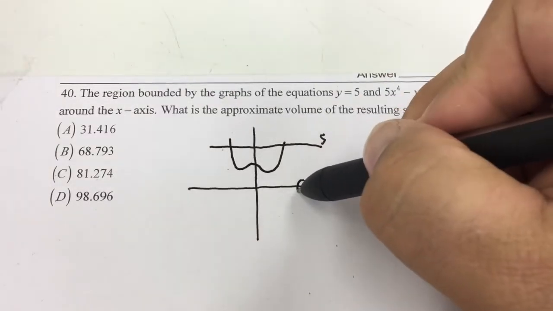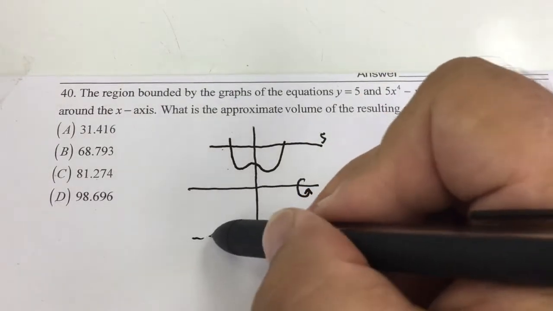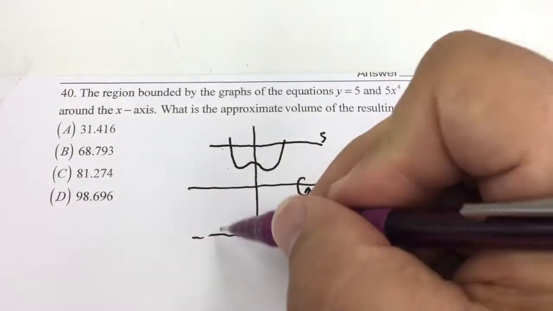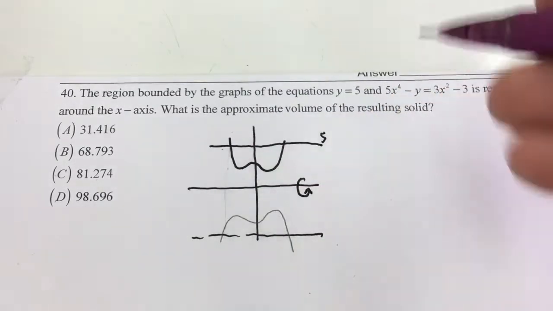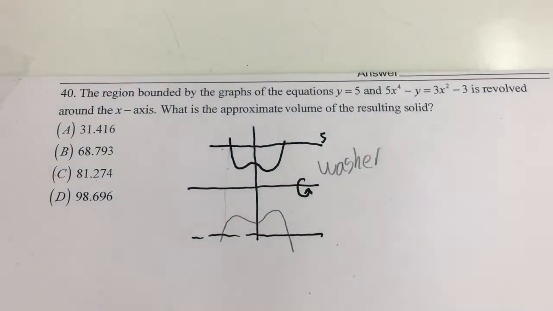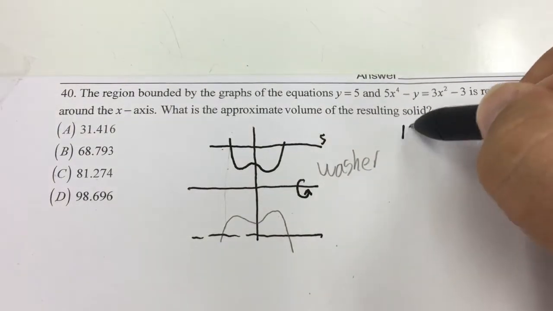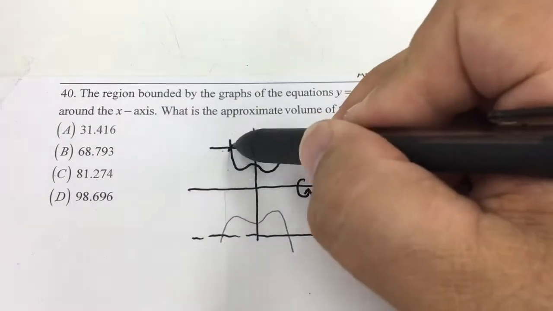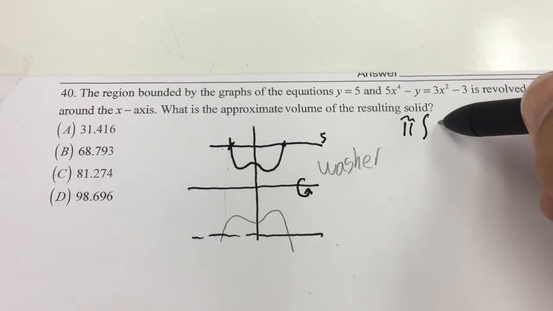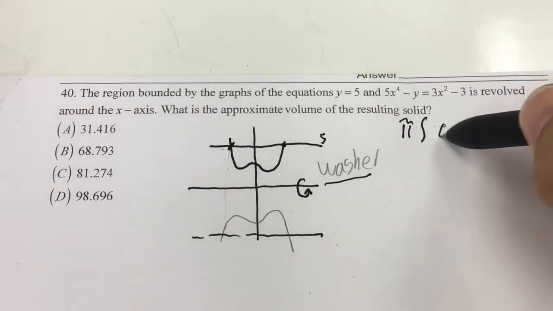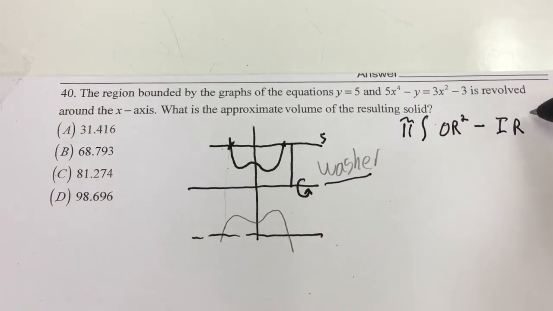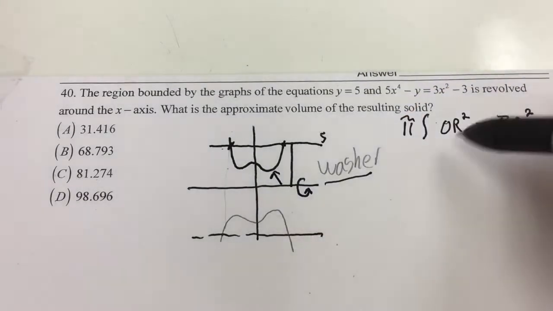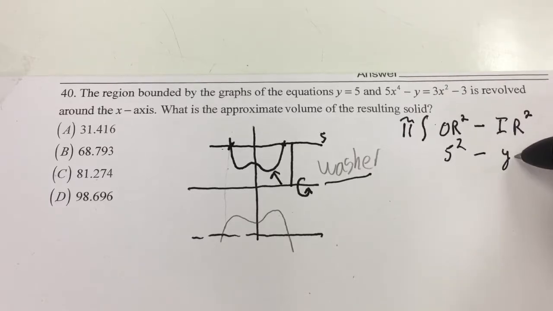I have the big W, and I'm revolving about the x-axis. So the mirror image is going to be at y equals negative 5, and it's going to be a big M, a mirror image M. And it's going to be a washer, if you recall doing this. So the formula for a washer is going to be pi integral from, I need to find out where this crosses here and here, of the outer radius squared, which is going to be the 5, minus the inner radius squared, which is going to be the equation, so 5 squared minus my y1 squared.